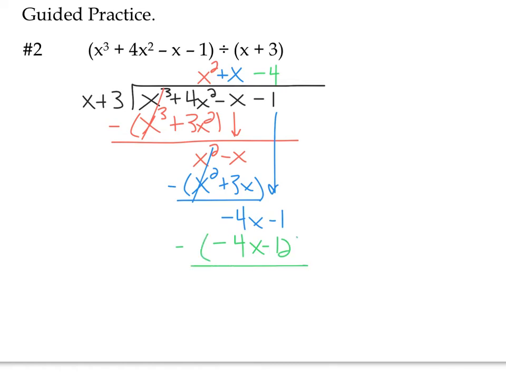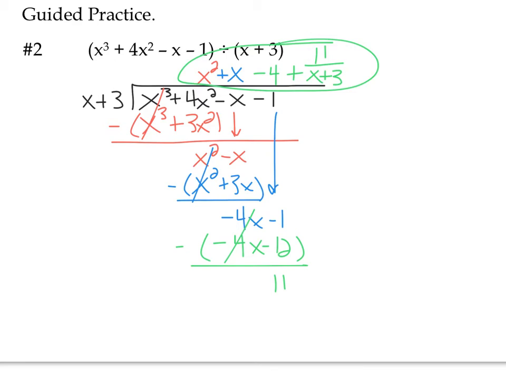When I subtract these, that cancels. Negative 1 minus negative 12. So negative 1 plus 12 is 11. So my remainder is 11 over x plus 3. And there's my answer. When I divide those two polynomials, that's my answer: x squared plus x minus 4 plus remainder 11 over x plus 3.